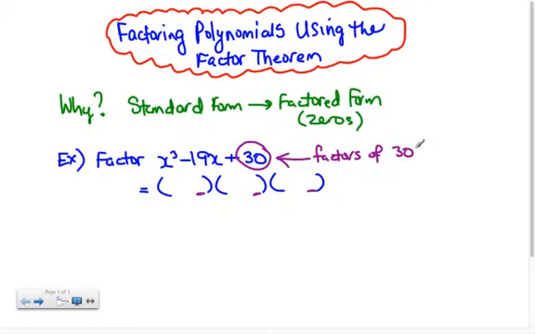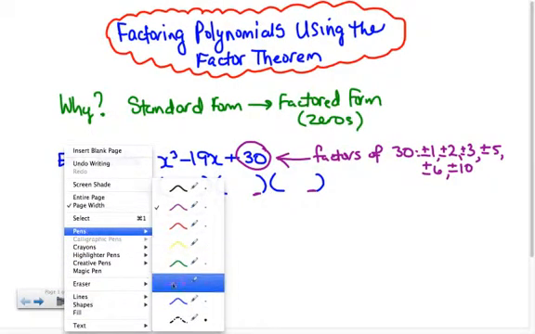So let's talk about the factors of 30. There's a lot of them. We could have plus or minus 1, plus or minus 2, plus or minus 3, but 30 doesn't divide by 4, so we're not going to have plus or minus 4. We could have plus or minus 5, plus or minus 6. We don't have 7. 30 doesn't divide by 7, doesn't divide by 8, doesn't divide by 9, and plus or minus 10. That gives us a good bunch of numbers that we can start off with to try out our factor theorem. So let's get going and use the factor theorem to see where this all turns out.